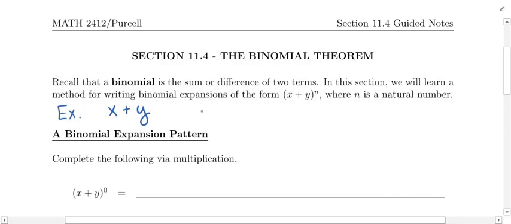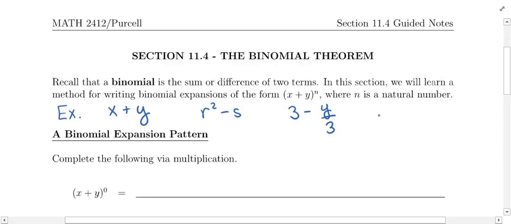So another binomial might be r squared minus s. Here you have two terms. R squared is the first term, s is the second term. You're subtracting them. They can be more complicated. Maybe you have 3 minus y over 3. Binomial. The first term is 3, the second term is y divided by 3. You're subtracting them. I'll give you one more.